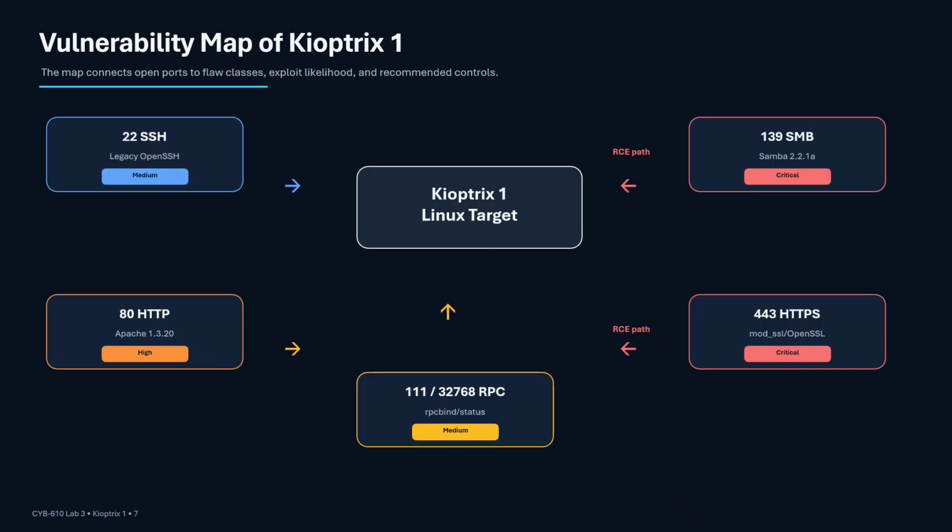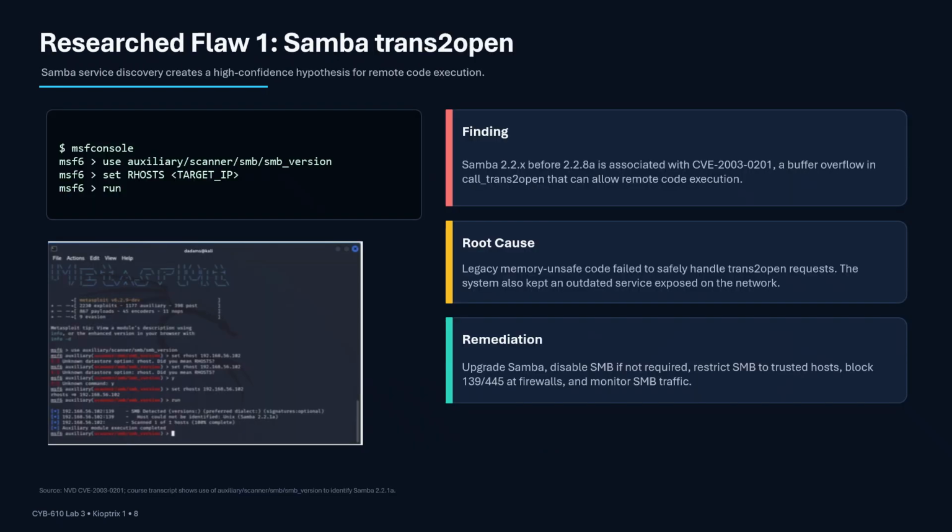Slide 7, research on two vulnerabilities. Here we're going to have the screenshot that shows a research result or documentation for two vulnerabilities, the Samba and the Apache vulnerability. I researched two vulnerabilities found during this assessment. The Samba service contains known remote code execution vulnerabilities in older versions. The Apache web server also contains vulnerabilities if not updated. The primary root cause is outdated software that has not been patched.